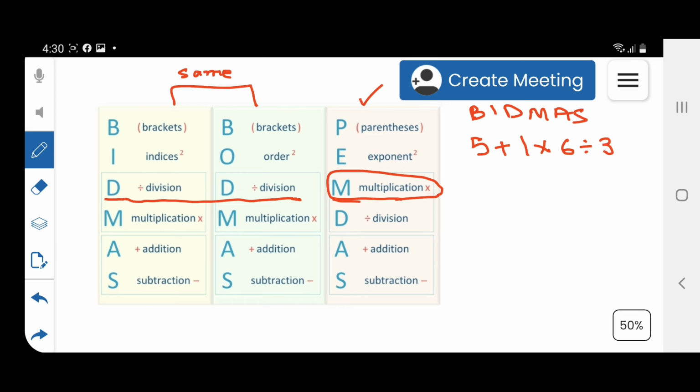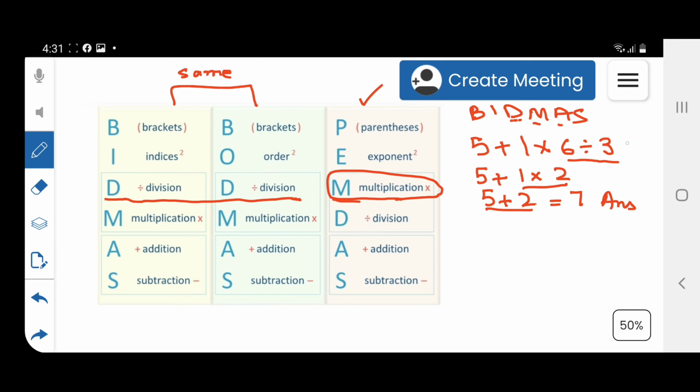So the same question with BIDMAS and then for PEMDAS. For BIDMAS, obviously there is no bracket, there is no indices, so I have to look for division. Yes, there is something in division: 6 divided by 3. Other terms I am going to write the same as it is, and then 6 divided by 3 is 2. Then again, by using BIDMAS or BODMAS, you can see that the next thing is M, multiplication. So here, 5 plus 2 into 1, which is 2, and then addition. Here these two are going to add up with each other, and which is 7, the answer.